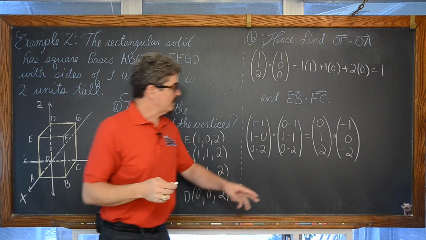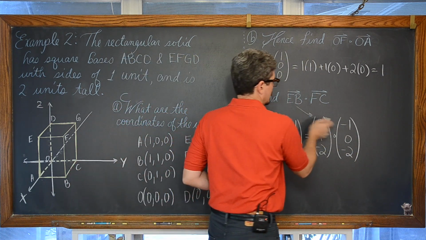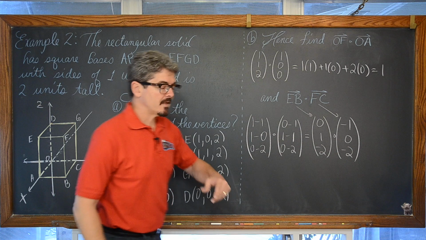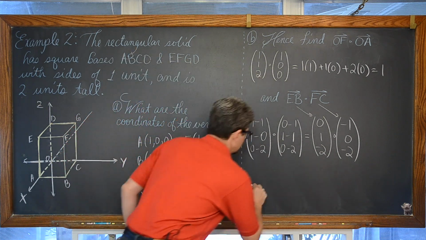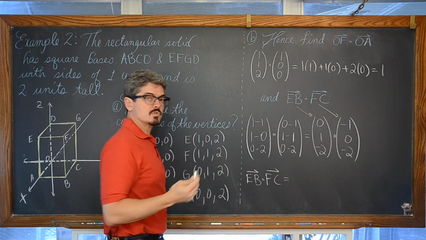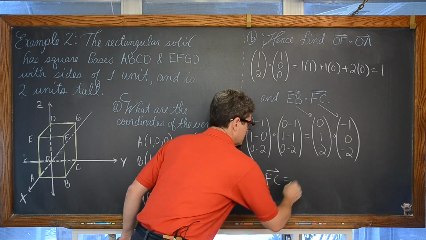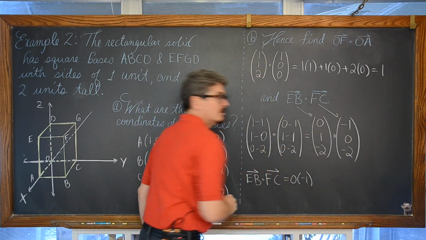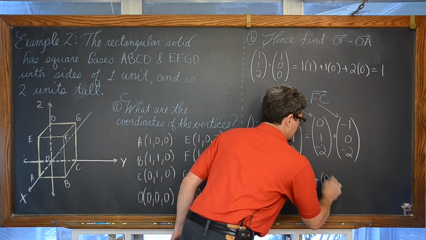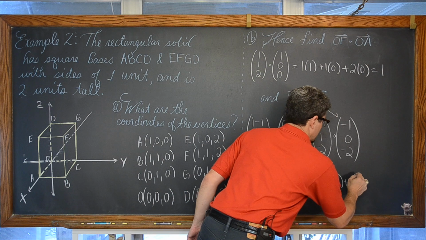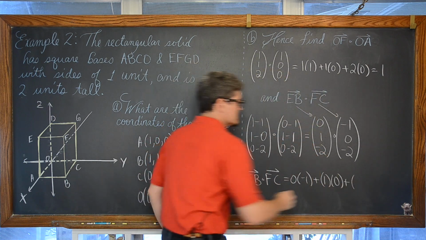Now, we've got vector EB. We've got vector FC written as column vectors. Let's go ahead and find that dot product. Multiply the components along the x-axis. Add it with the product of the components along the y-axis. And finally, the z-axis.